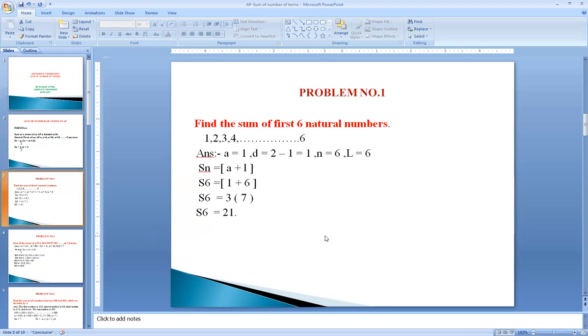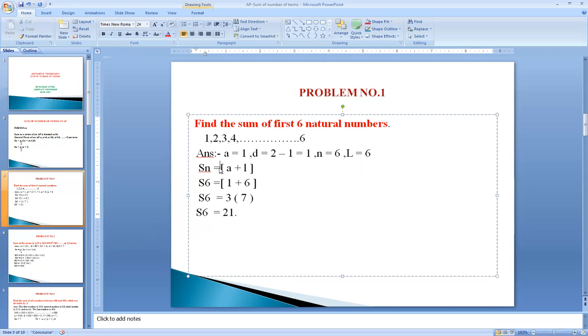Let us see one of the questions here. Find the sum of the first six natural numbers. Natural numbers means the counting numbers. So 1 plus 2 plus 3 plus 4 plus 5 plus 6. We add all 6 numbers, and what is the value? We can see with the help of the formula. So here the value of a is 1. The value of d will be 2 minus 1, which is 1. Total how many numbers? It is 6. The last term is also 6.